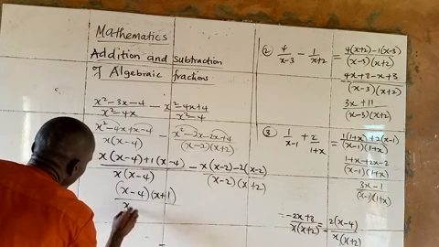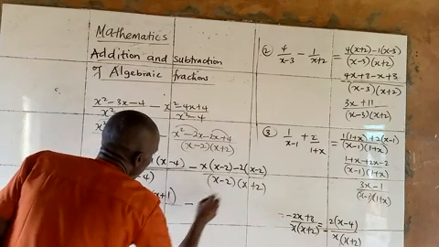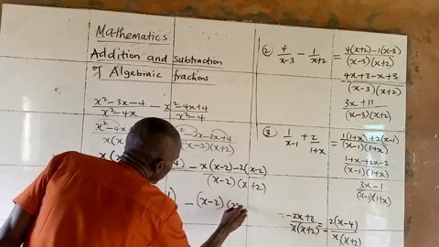Okay, all over s, bracket s minus 4, and here which one is common? s minus 2 is common, and take the one outside, which becomes s.